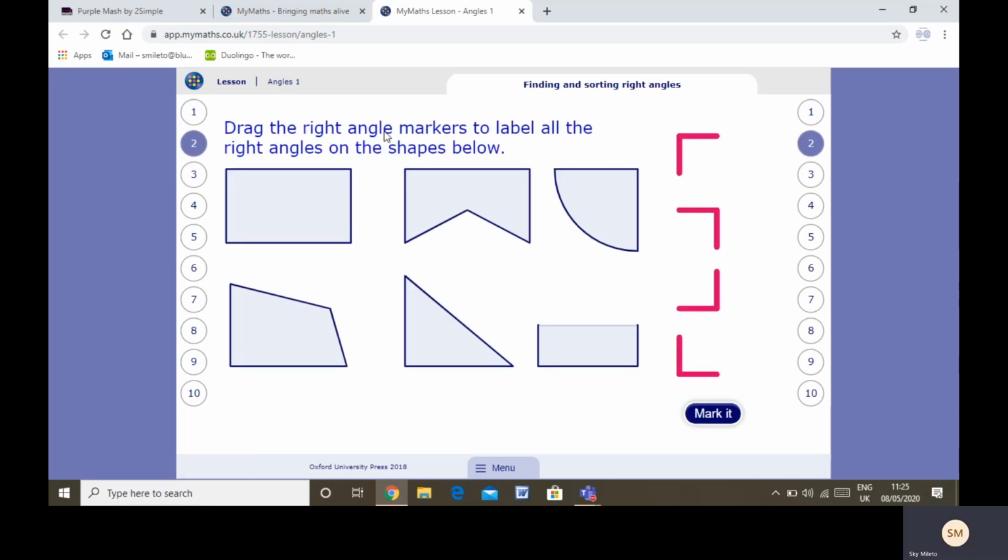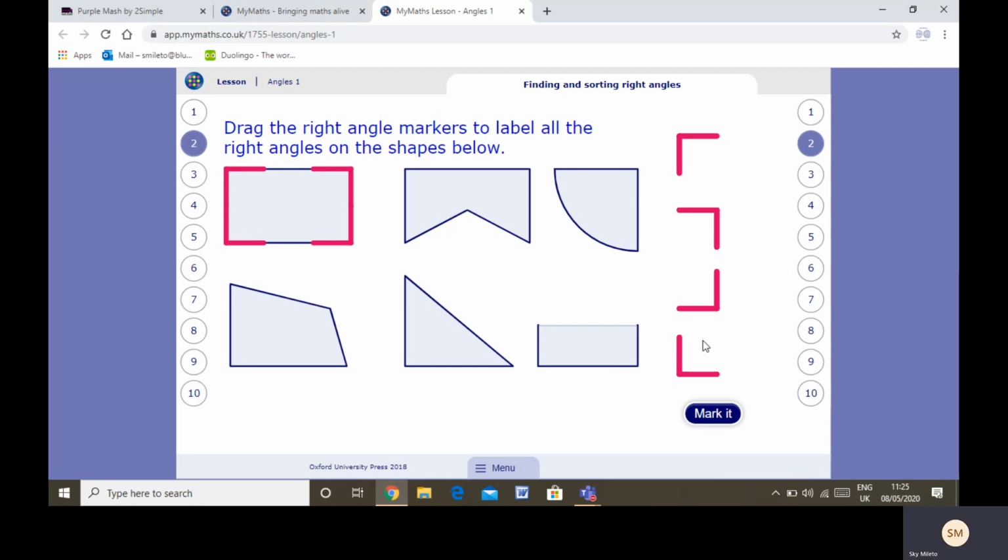So drag the right angles to label on the shapes. Let's have a look at these right angles. Remember, you can pause the video and try it yourself. In the meantime, I'm going to have a go. I can see one there, and I can see this one has 4. I know it's a rectangle or an oblong, so I can do all 4 corners.